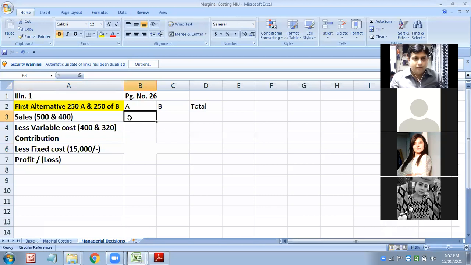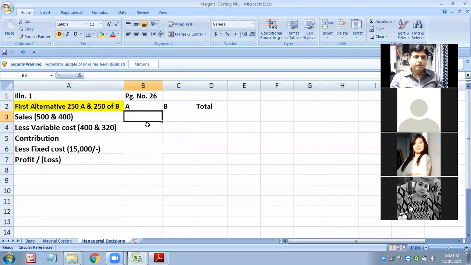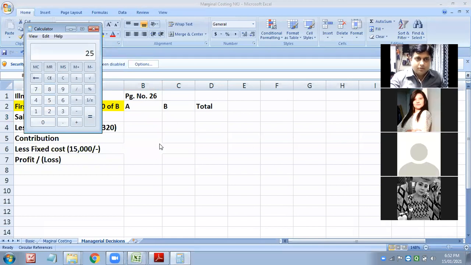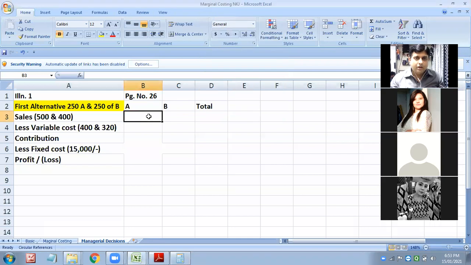Okay. Tell me then what will be the total cost for sales? 250 plus 500. Am I right, dear student? Yes or no? Yes, sir. So how much will be the total? 250 into 500. 750, sir? Sorry. 1,25,000.